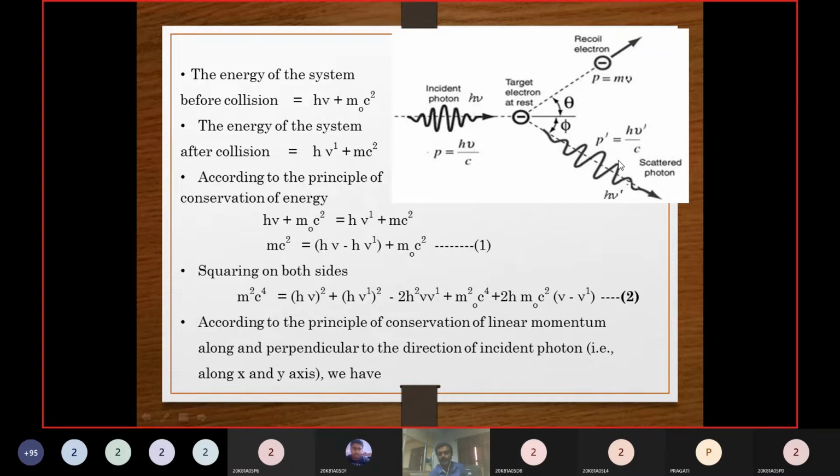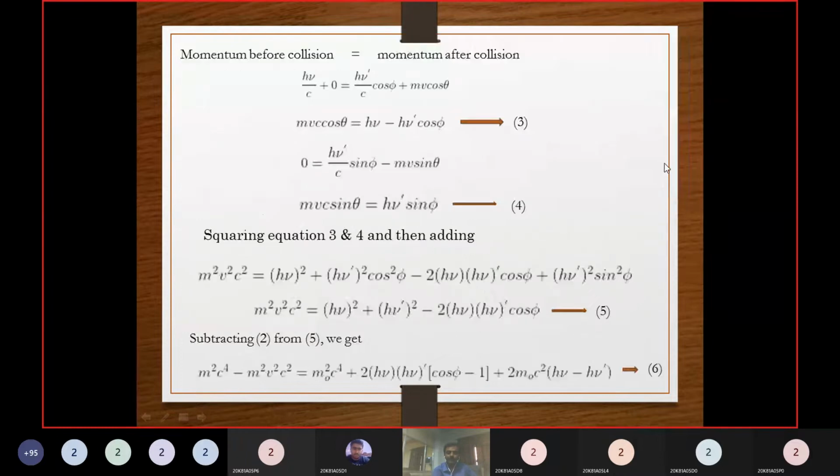Similarly, in the case of the photon also, in the vertical direction, what is the momentum? Vertical direction p sin theta, horizontal direction p cos theta. Okay, so now we are applying this. First of all, we are taking the direction of the incident photon.